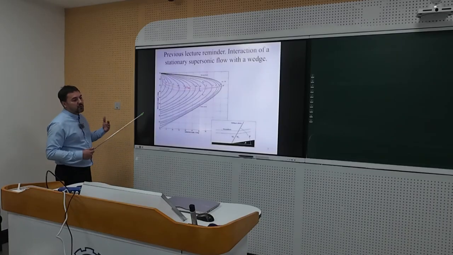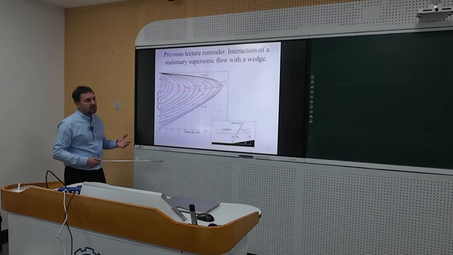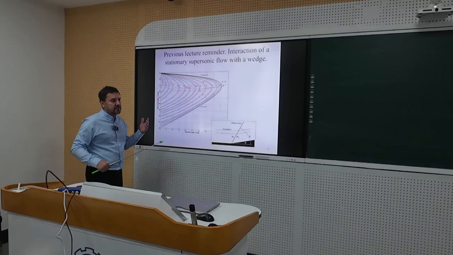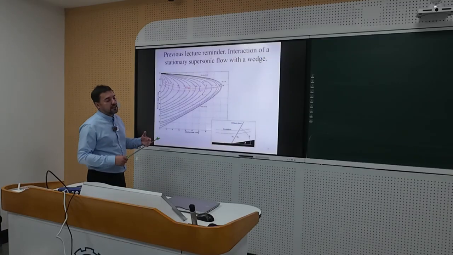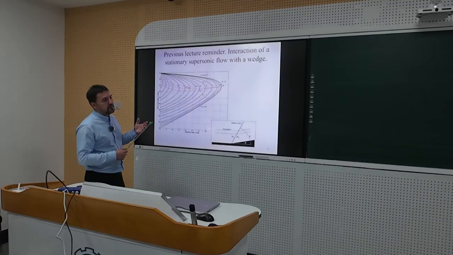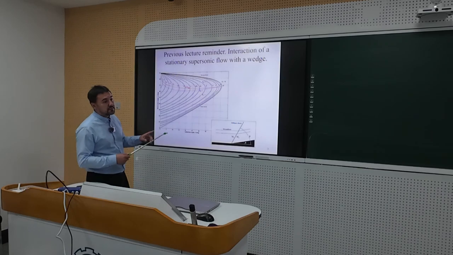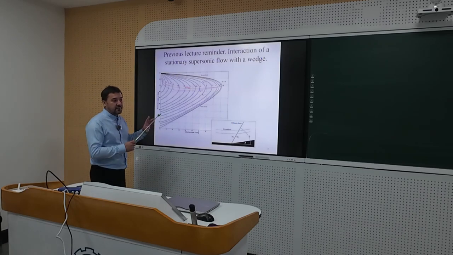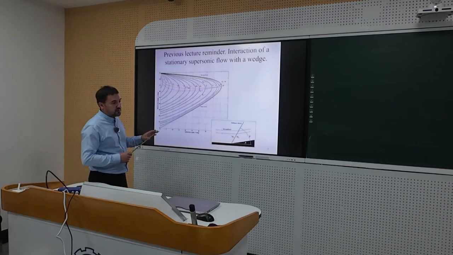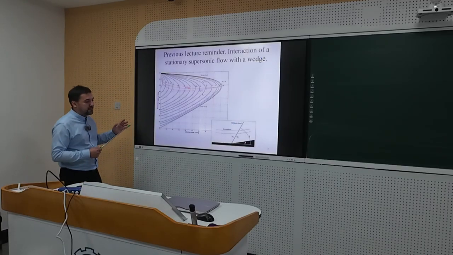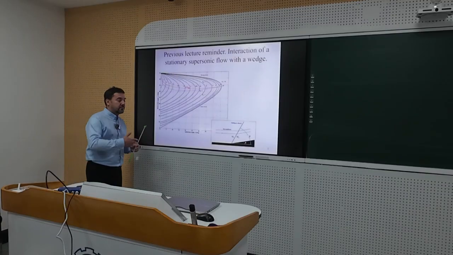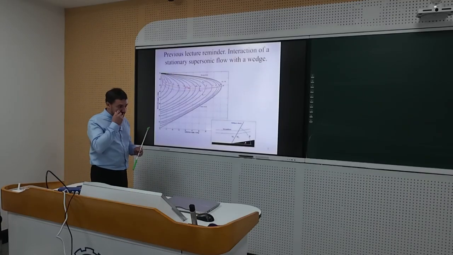Why do we need this entropy inequality, and what are the difficulties with these Euler equations? The problem is that sometimes even with the entropy inequality, these equations admit several solutions, as a rule for stationary solutions. So the solution of the system of equations may be not unique. It's possible to have several solutions.